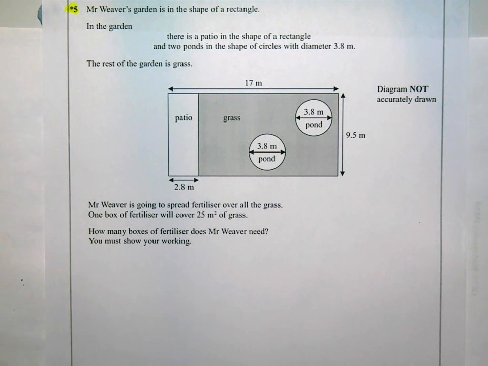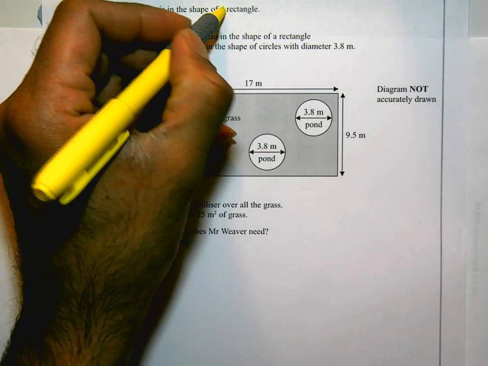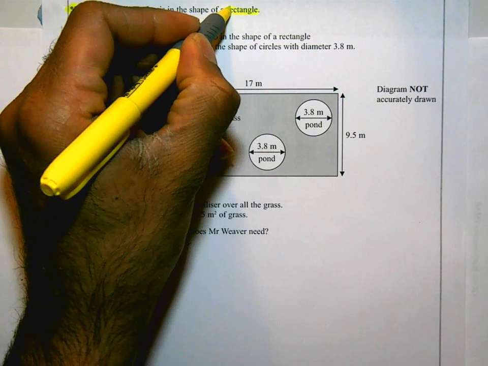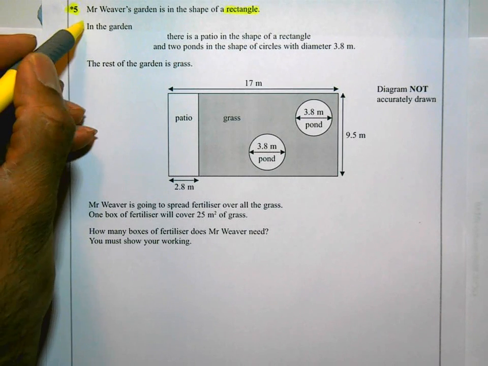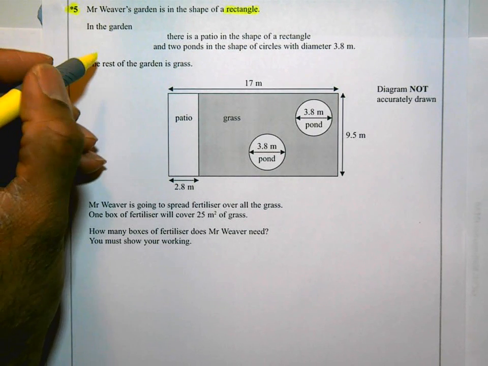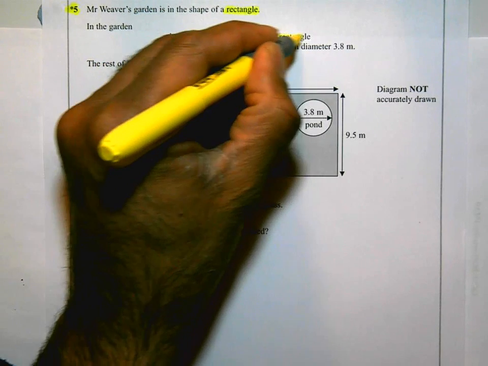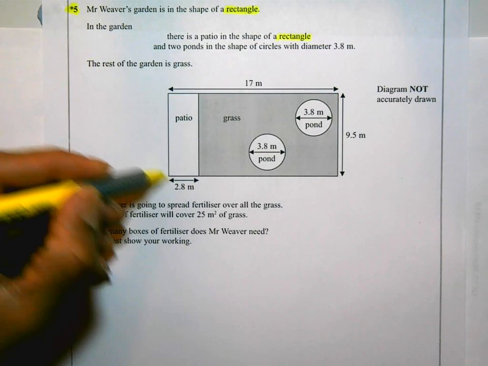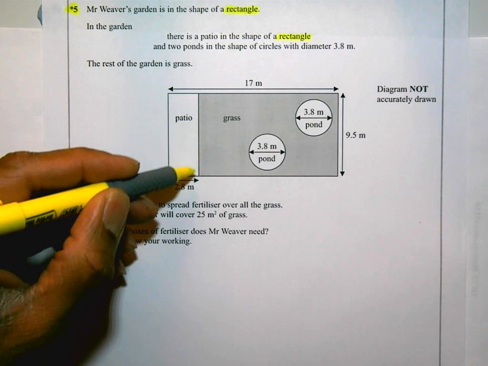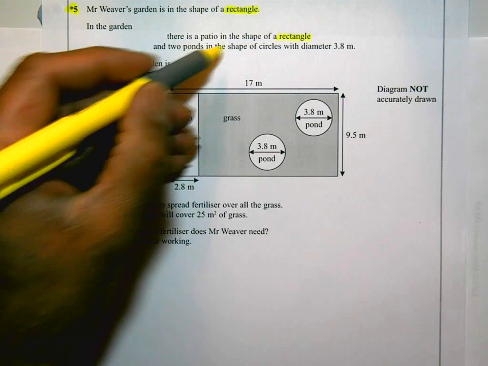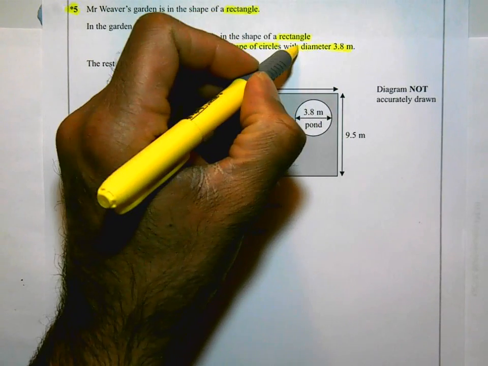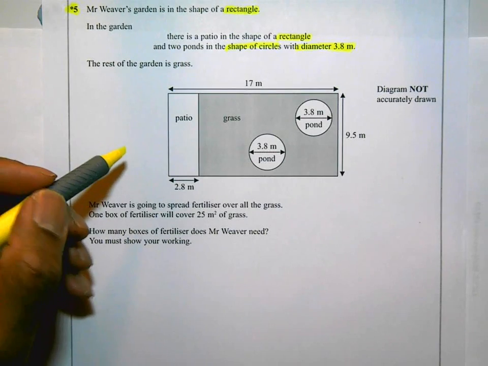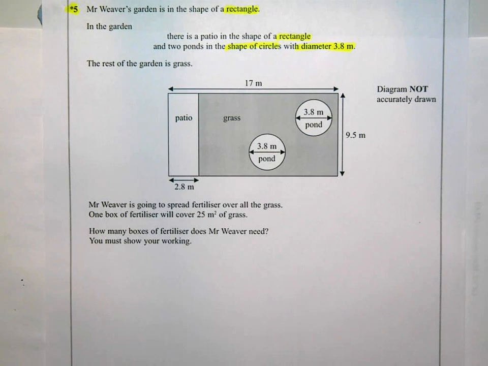Mr. Weaver's garden is in the shape of a rectangle. So there we go, it is a rectangular shape. As we read through the question, it says in the garden there's a patio in the shape of a rectangle as well. So here's the patio, and it's in the shape of a rectangle. And there are 2 ponds in the shape of circles, and these circles have diameter 3.8 meters. So there's a circle there and there's a circle there, so 2 circles.